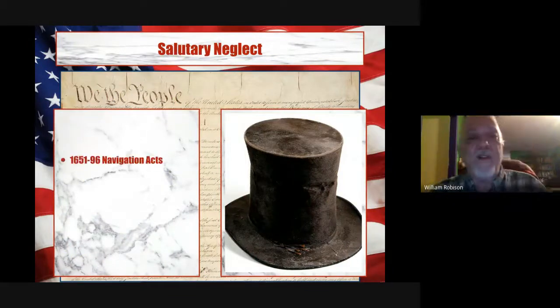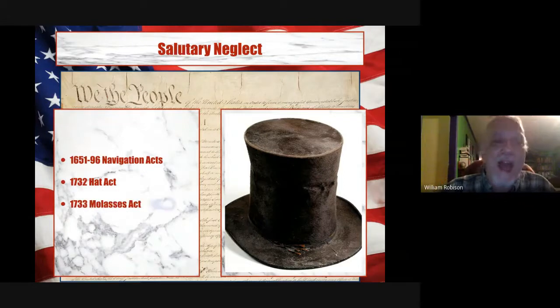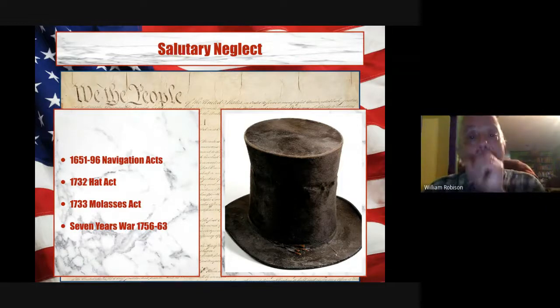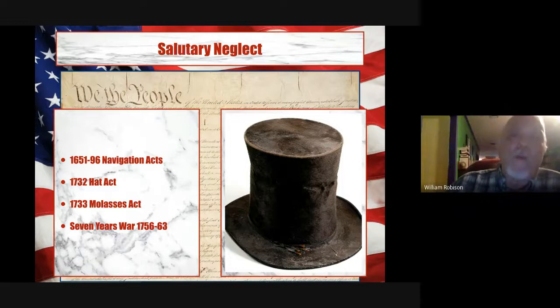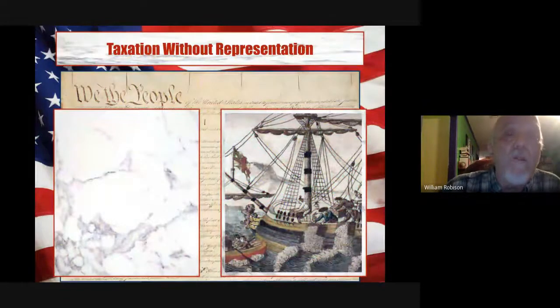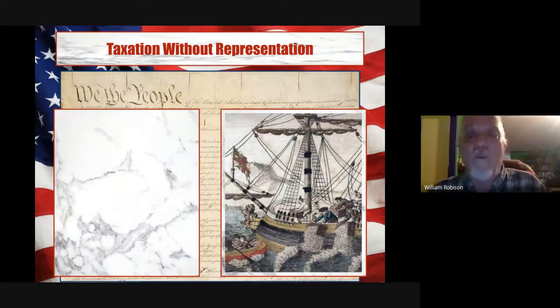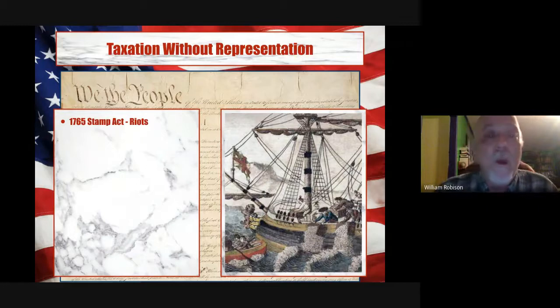The Parliament passed all kinds of things like the Navigation Acts and the Hat Act and the Molasses Act to try to force more money from the colonies into the mother country, but the colonies just ignored it until the 7 Years' War. After the 7 Years' War, the British government demanded, through Parliament, that those 13 colonial legislatures ante up some of the money to pay for the war. And the colonial legislatures began to complain about taxation without representation. We don't get to vote for Parliament, so we shouldn't be taxed. When the Stamp Act was passed in 1765, there were riots.